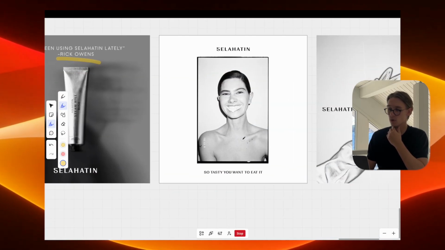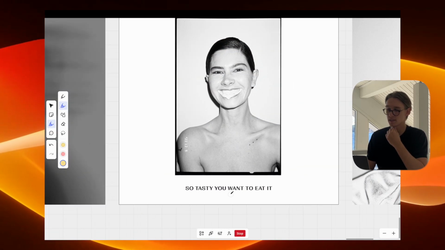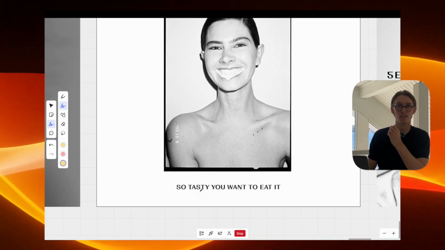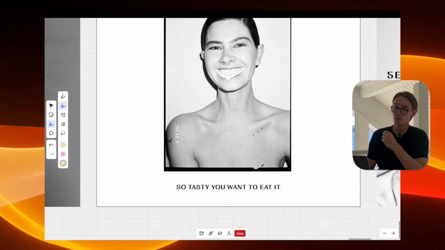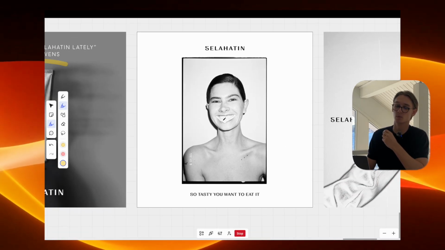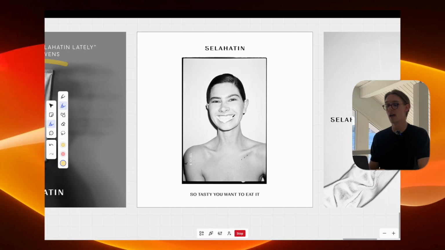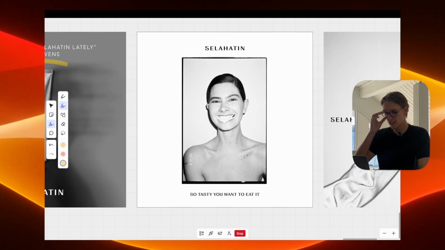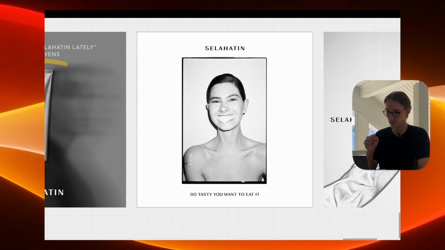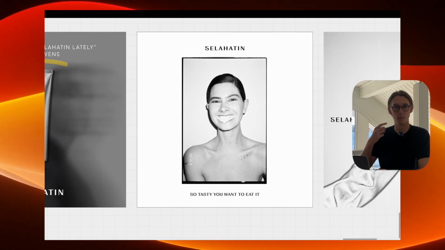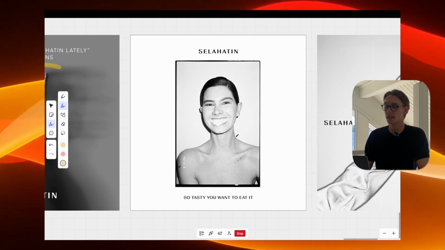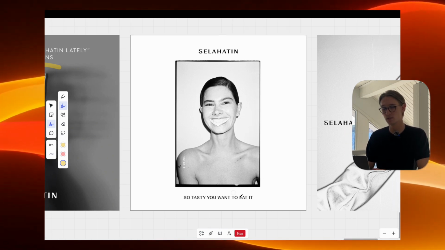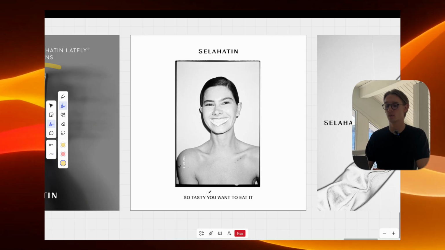And this one is more focused on showcasing the product and really showcasing what's so amazing about the product. So about the emotion. Here it's "so tasty you want to eat it." One of the really cool things about Selatin is that they have super tasty toothpaste. It's actually crazy that when you brush your teeth, it's just like you're eating something while your mouth is getting fresh. It's super nice, very tasty. And that's one of the big main points of Selatin, what's so great. So we really try to highlight it in a subtle way.